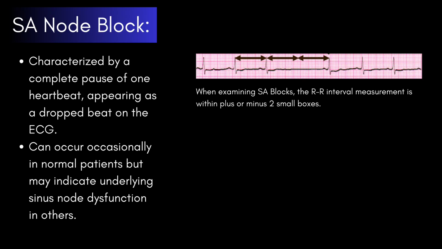Let's take a look at SA node blocks. They are characterized by a complete pause of one heartbeat, appearing as a dropped beat on the ECG. They can also occur occasionally in normal patients, but may indicate underlying sinus node dysfunction in others. As seen on the sample ECG to the right, we have to remember that when examining SA blocks, the RR interval measurement is within plus or minus two small boxes.